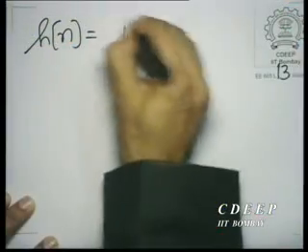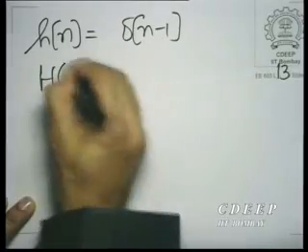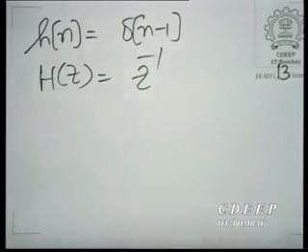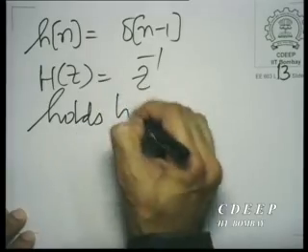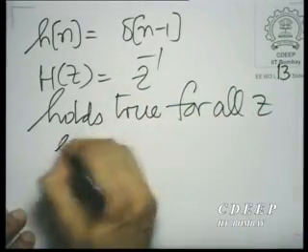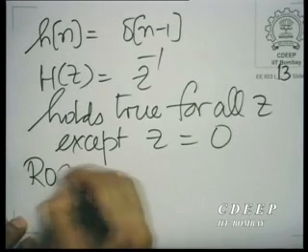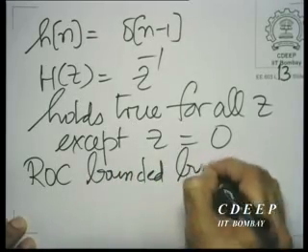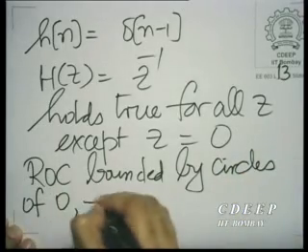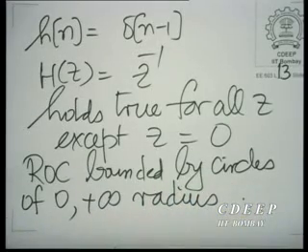h[n] is delta[n minus 1]. It is very easy to see that the Z transform is Z inverse, and it holds true for all Z, but Z equal to 0. Again, the region of convergence is bounded by circles of 0 and infinite radius. However, the circle of radius 0 is not included in the region of convergence, whereas the circle with radius infinity is.